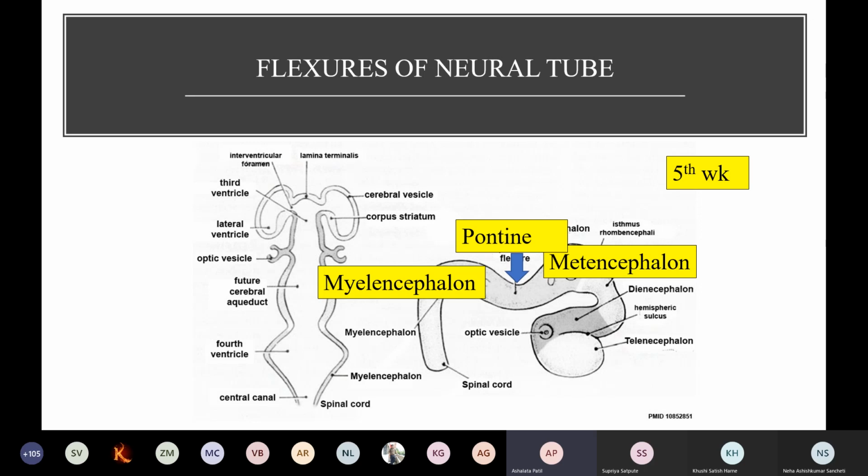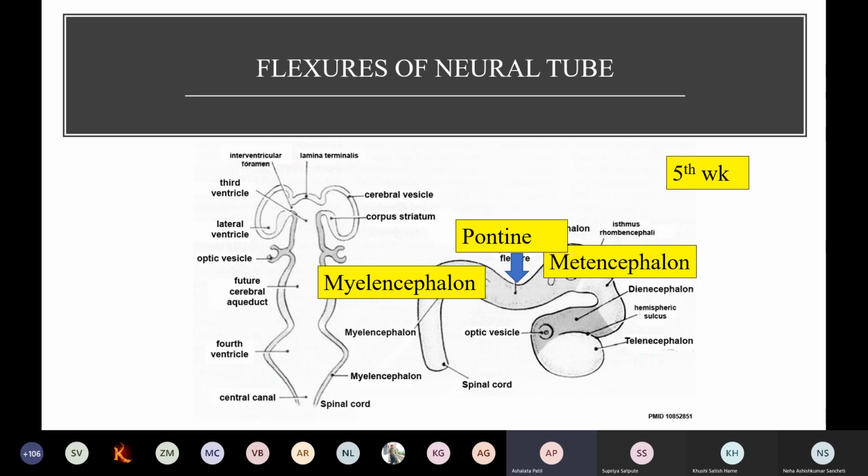Between the metencephalon and myelencephalon, a flexure, a bend appears. This bend is concave on the dorsal side and convex on the ventral side. This flexure is called the pontine flexure. So these are the three flexures we have seen: the mesencephalic flexure and cervical flexure, both concave ventrally, and the pontine flexure, which is concave dorsally, or convex ventrally. So these are the flexures.